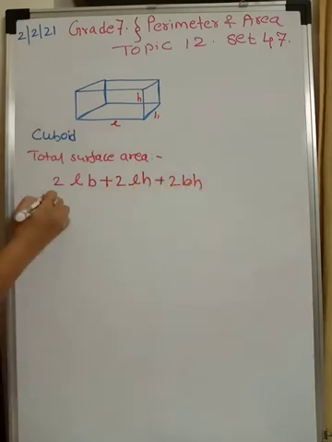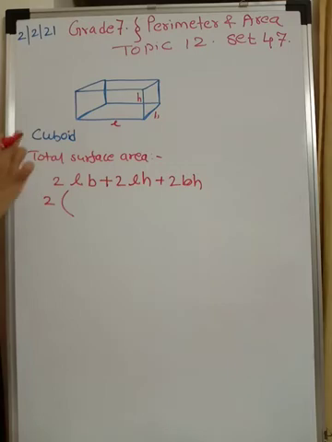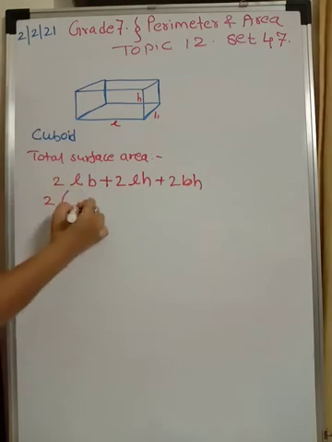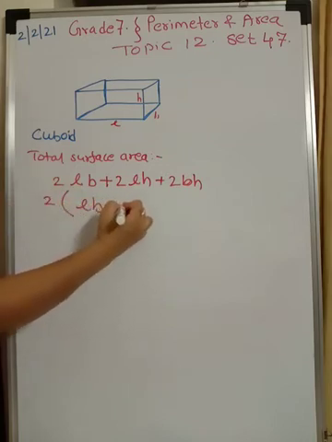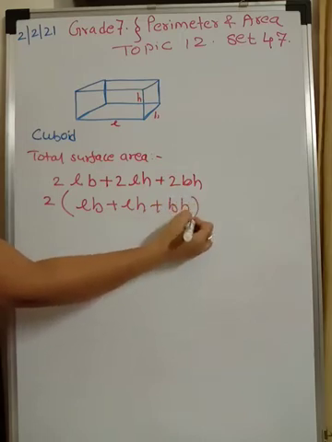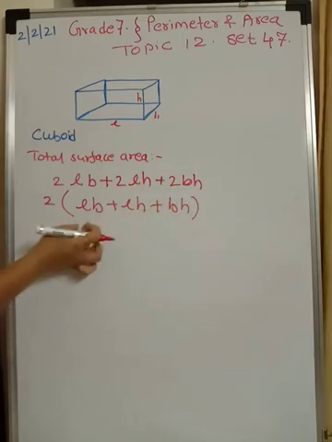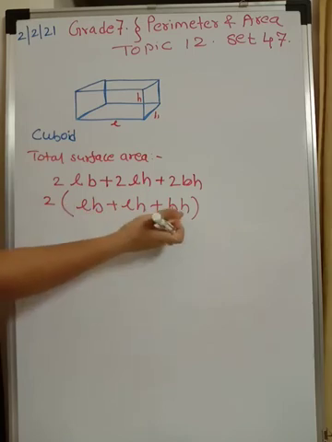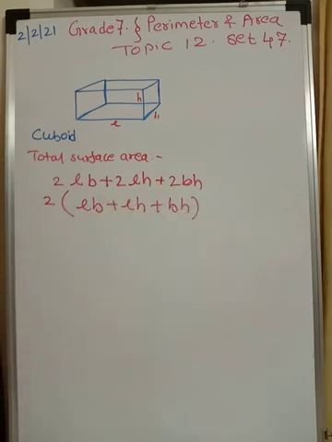Can I take 2 outside? Because 2 is common. So what do I get? I get total surface area of a cuboid is nothing but 2 outside the bracket, and you get twice of length into breadth plus length into height plus breadth into height. You can write this in any order. First you may take length into breadth, then breadth into height, then length into height. It is up to you.